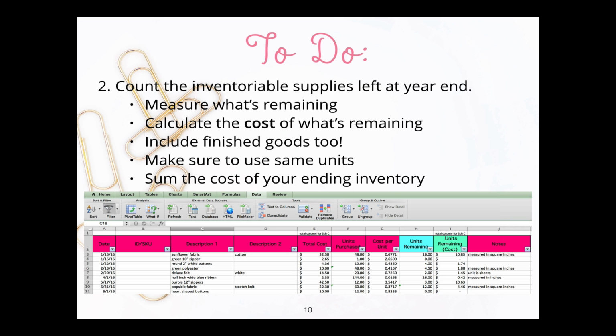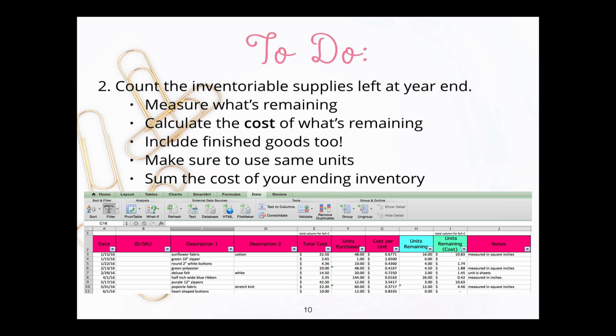And then you will want to multiply the quantity or the unit remaining by that cost per unit that we calculated in the prior step, and that will give you the cost, the monetary amount of what is remaining on your shelf. That's what's shown in that light green units remaining cost column on this example spreadsheet. So you'll add all those costs together, and voila, that is the cost of your ending inventory.